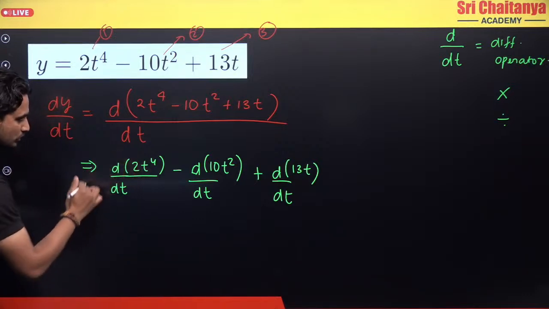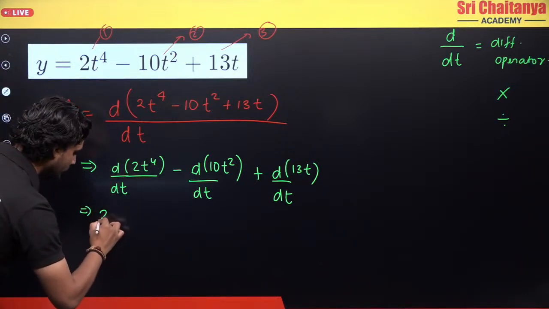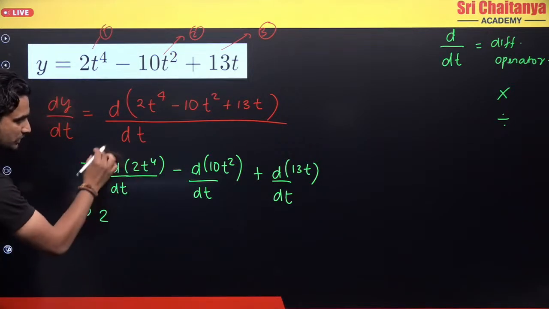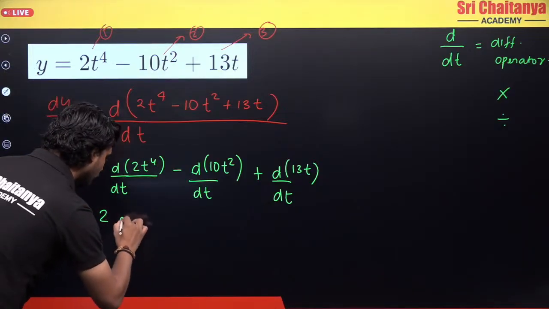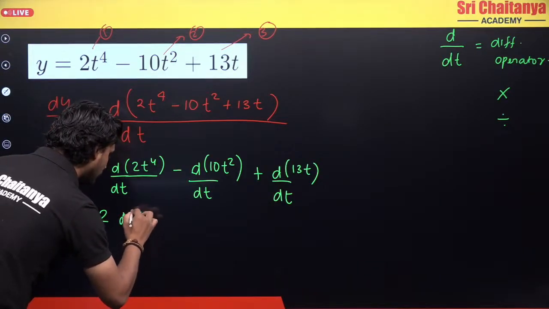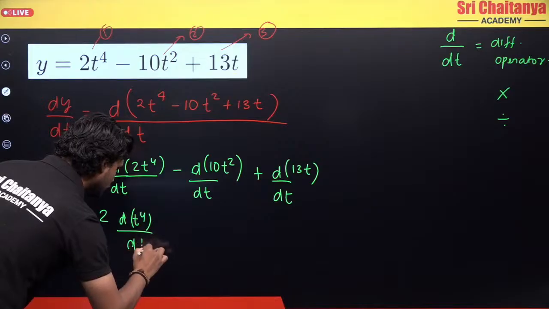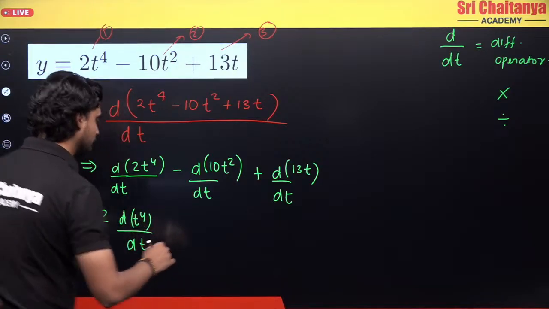This is some constant 2. So this constant 2 can come out of differentiation. And what is differentiation? I will be left with differentiation of t power 4 upon dt.